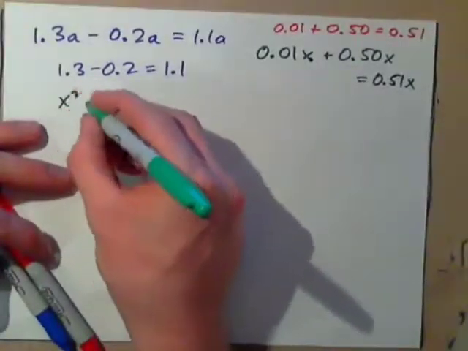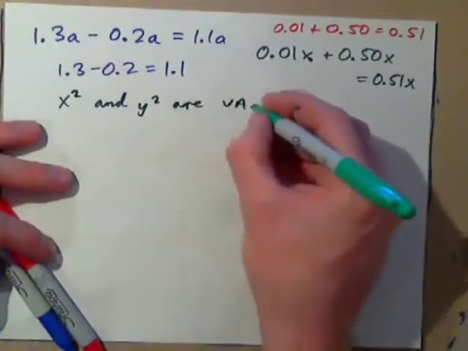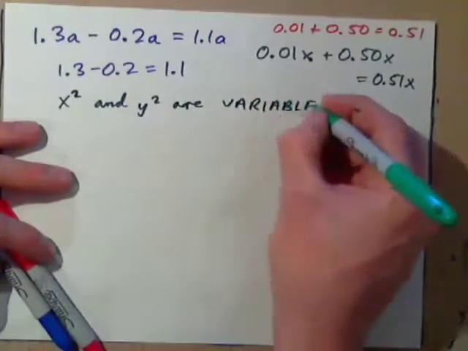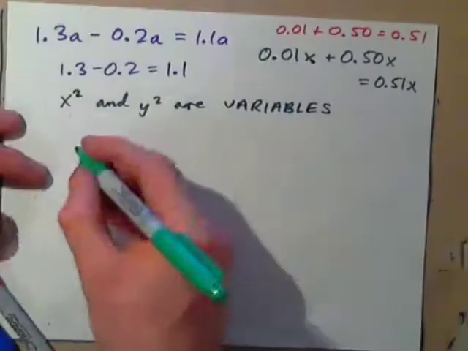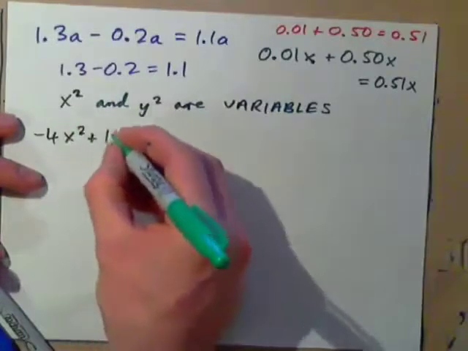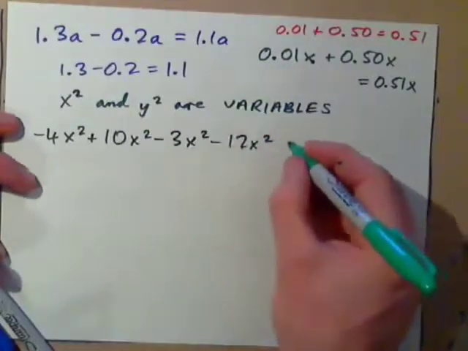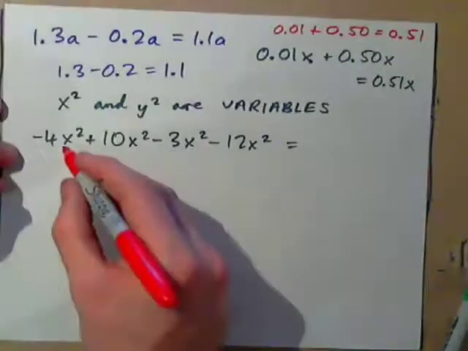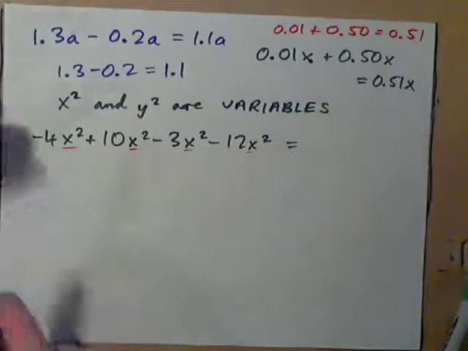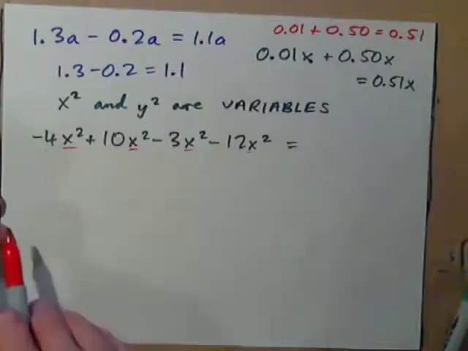Also got to note that x squared and y squared are variables, just like everything we've been using, a, b, c, x, y, z. So we could have negative 4x squared plus 10x squared minus 3x squared minus 12x squared. And what would that be? First of all, we've got to determine whether we have like terms or not. Well, we've got x squared, x squared, x squared, x squared everywhere, right? So all we have to do now is combine the coefficients. Negative 4, 10, negative 3, and negative 12.